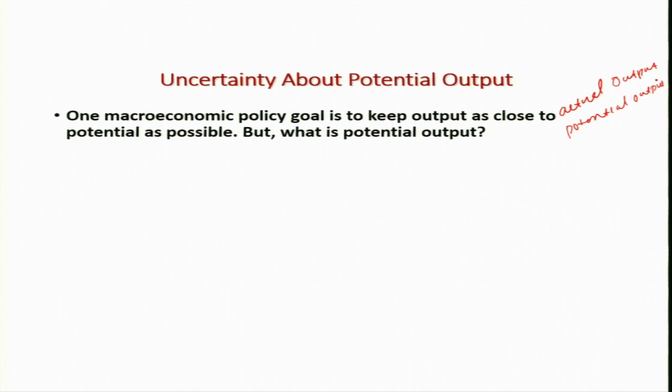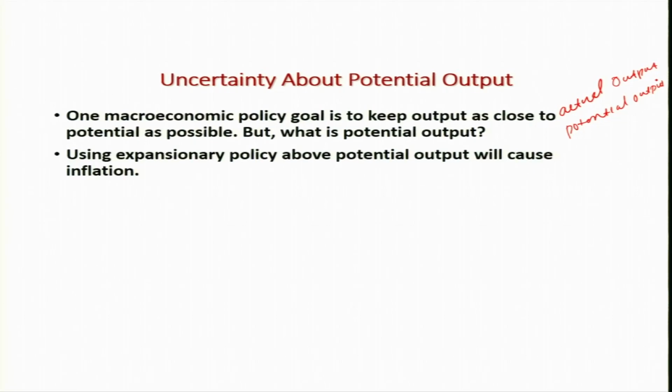So the macroeconomic goal is to keep output, the actual output, as close to potential output as possible. But the question here is, what is potential output? Again, potential output we identify using a macroeconomic model, using the trend information. So if we are not so clear what the potential output is in this economy, using an expansionary monetary policy above potential output will cause inflation.